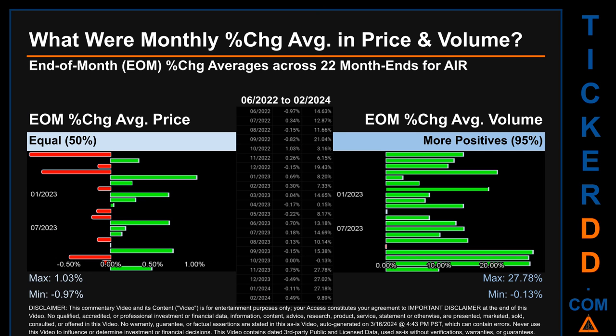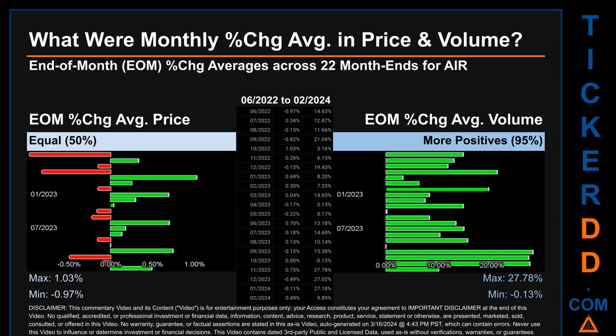What were end-of-month percentage change averages in price and volume for AIR? The monthly average of percentage change in price and in volume were calculated for each of the 22 month ends. That calculation took daily percentage changes and averaged them for each given month. If a month end came out negative, then it means that the month summarily saw a negative change.